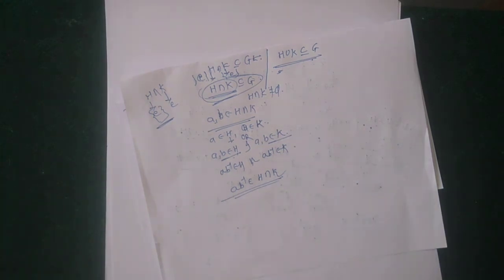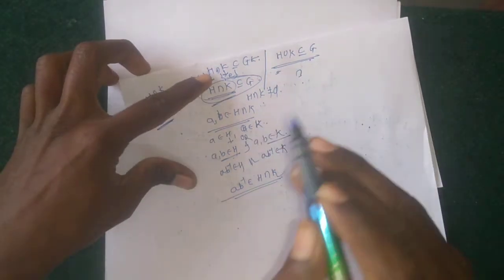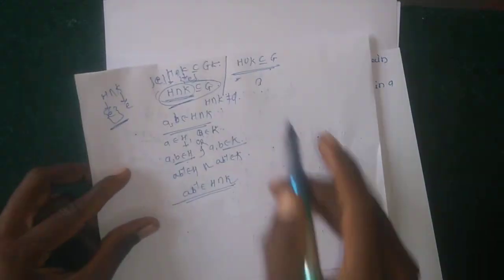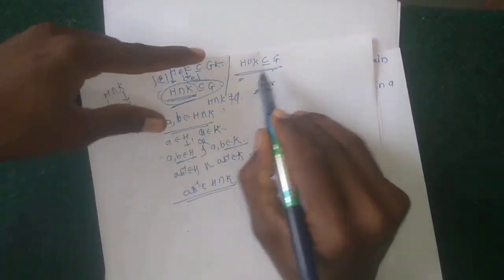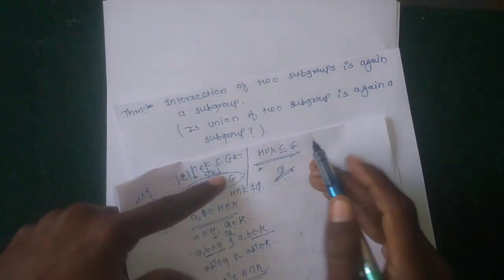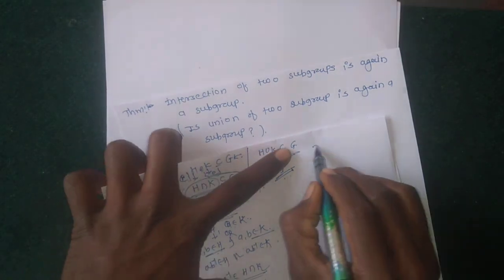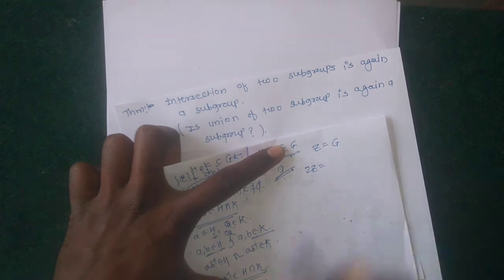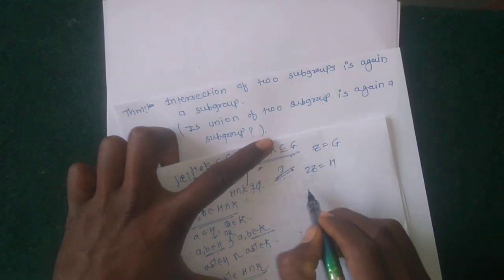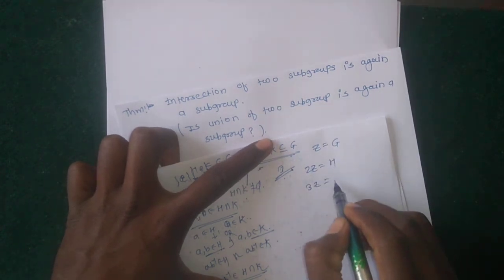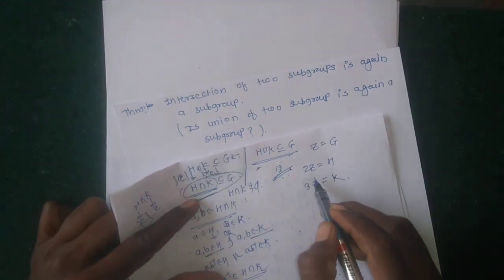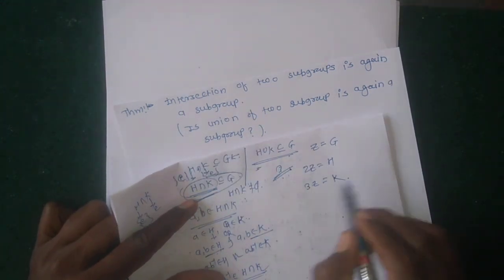It is a very simple proof, but what about the union of these subgroups, is it a subgroup or not? Now, this is shown by a counterexample. The union of two subgroups is not a subgroup. Choose G equal to Z, and 2Z equal to H and 3Z equal to, suppose, K. Then their intersection is whatever it may be.